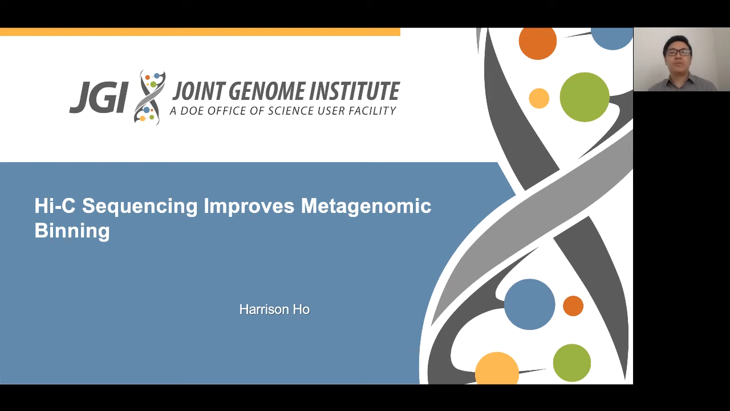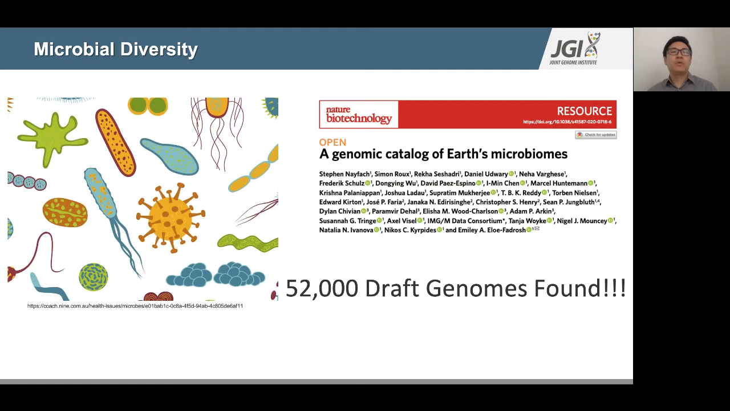Today I'm going to be presenting my research on utilizing Hi-C sequencing to improve metagenomic binning. There is a large microbial diversity out there. Recently, scientists at JGI found 52,000 draft genomes. This extraordinary feat was only possible with the help of metagenomic analysis.